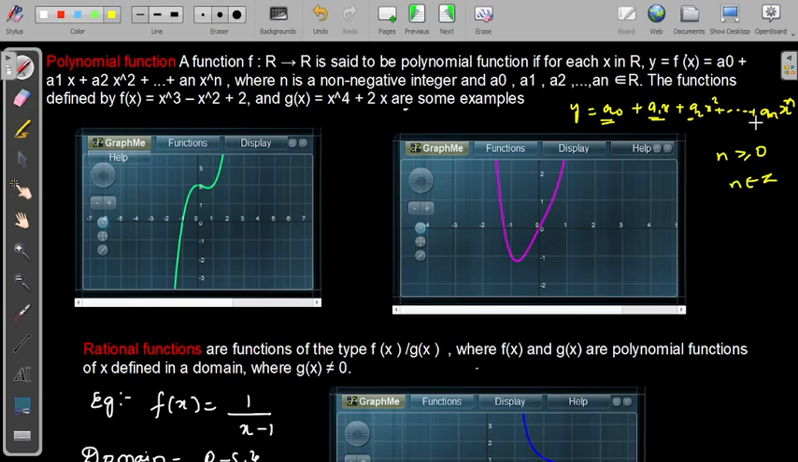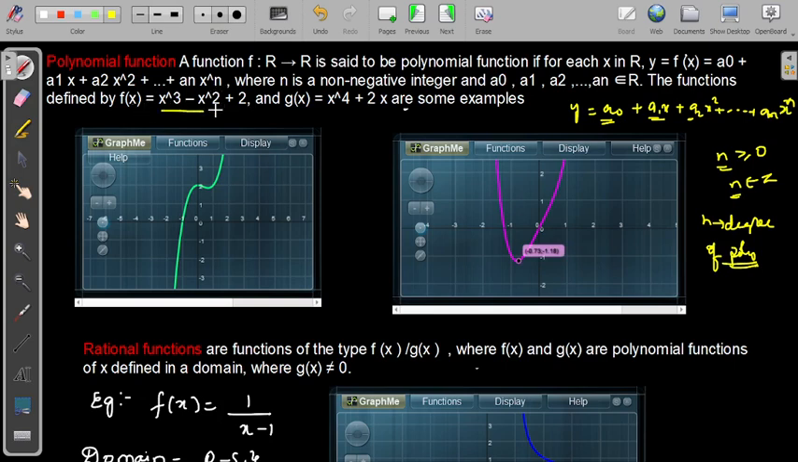So there is no particular graph for the polynomial function as you had for the identity and constant functions. It varies based on the given polynomial, because if you change the n value, you will get a different set of polynomials, where n is called the degree of the polynomial. The degree of a polynomial is the highest power of x. Examples are f of x equals x cube minus x square plus 2.